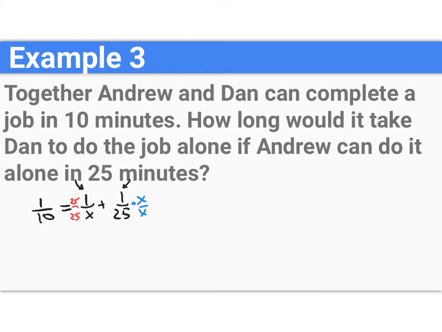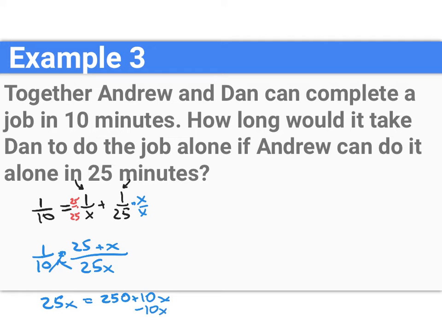So rewriting this in, I get 1 over 10 equals 25 plus x over 25x. I'm going to cross multiply. I get 25x equals 250 plus 10x. I'm going to subtract 10x from both sides. I get 15x equals 250. Divide by 15 on both sides.